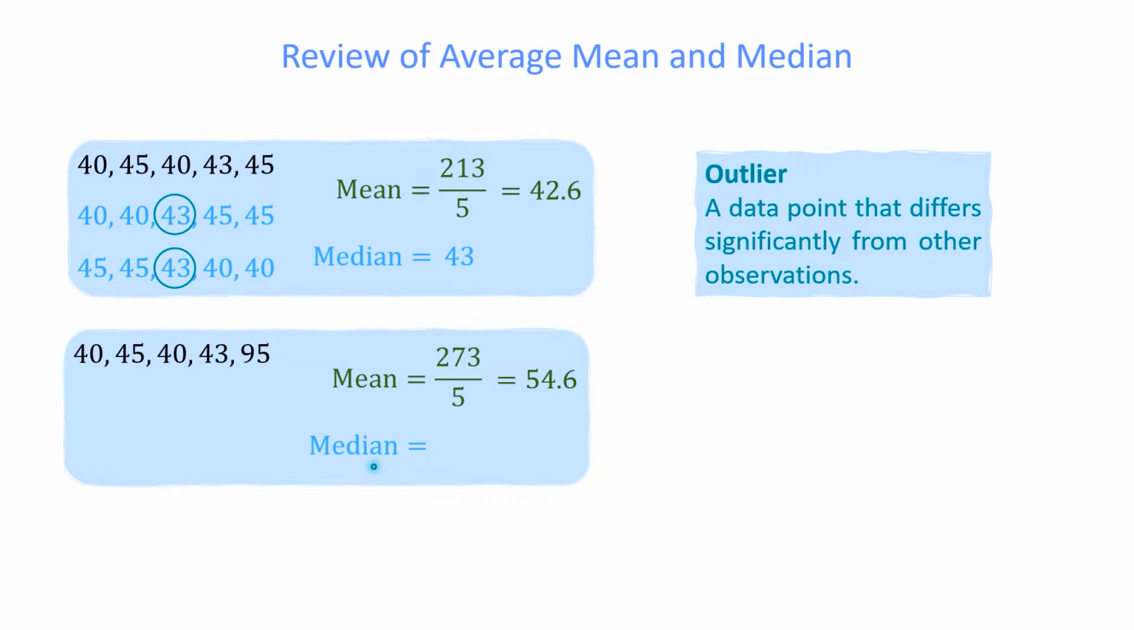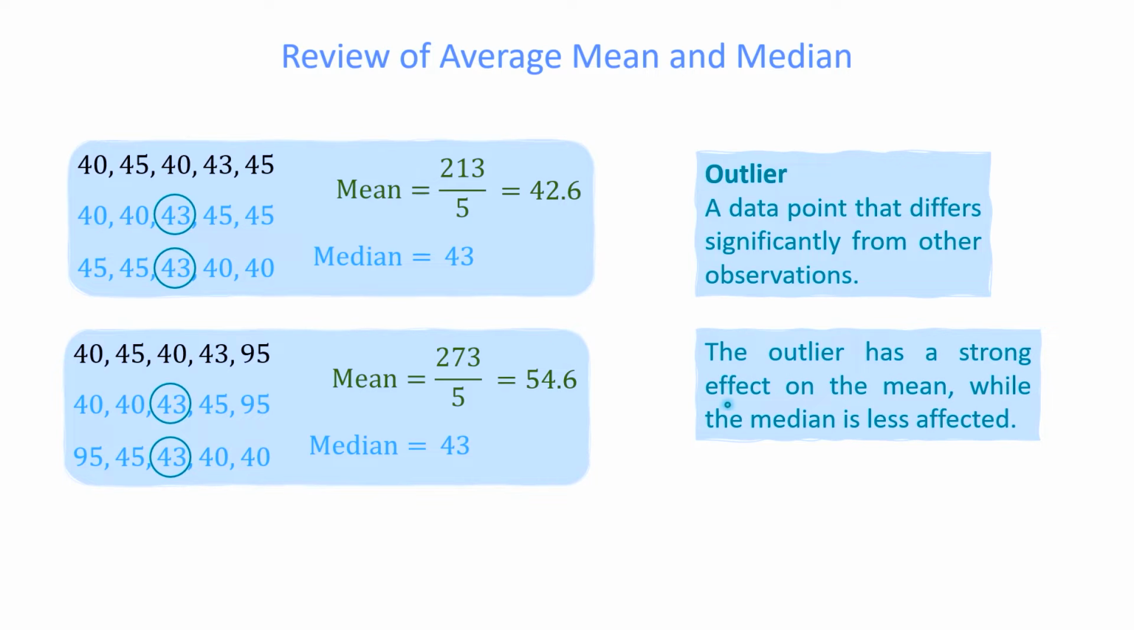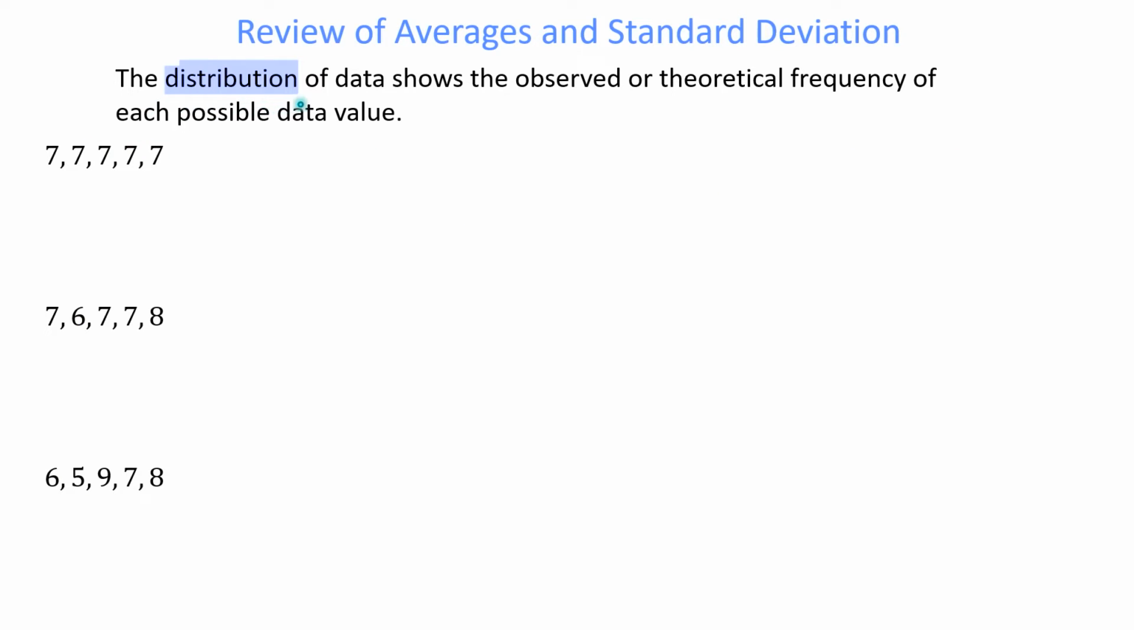For the median, we do the same thing. We order the data set, and the middle number is still 43. Now it's important to remember that the outlier has a strong effect on the mean, while the median is less affected. Now the distribution of data shows the observed or theoretical frequency of each possible data value.